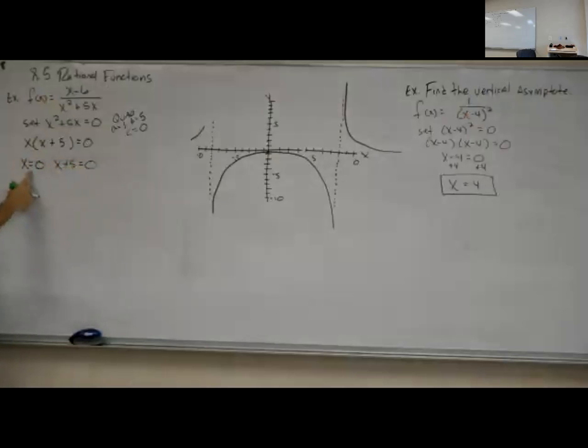So x equals 0, I cannot do nothing to that, it's done. The second one, I'm going to subtract 5, and again, x is a -5. So for this one, the answers would be these two right here.